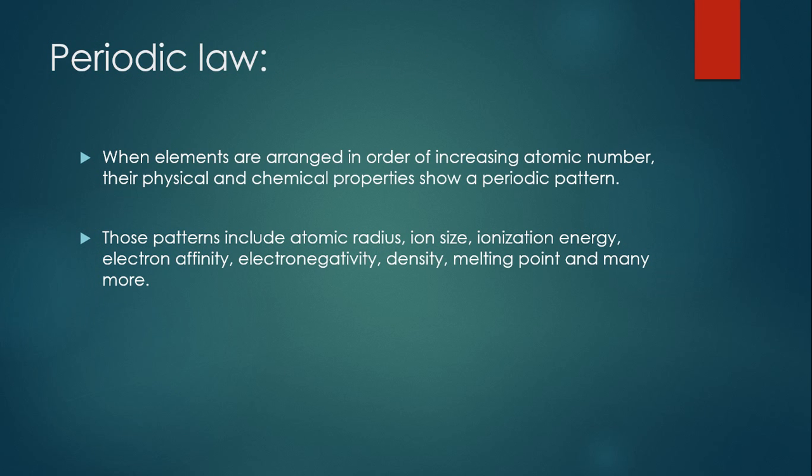Periodic law says that when elements are arranged in order of increasing atomic number, their physical and chemical properties show a periodic pattern. You guys know from that straw activity that those patterns include atomic radius, ion size, ionization energy, electron affinity, electronegativity, density, melting point, and many more. So that tells you how the periodic table was developed.